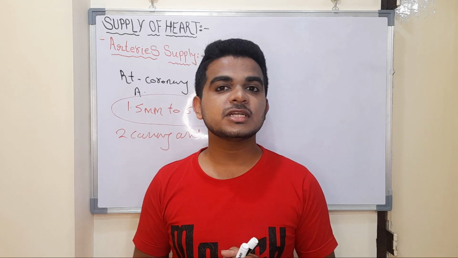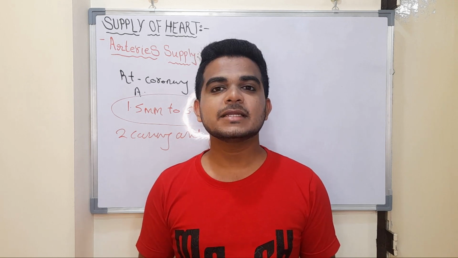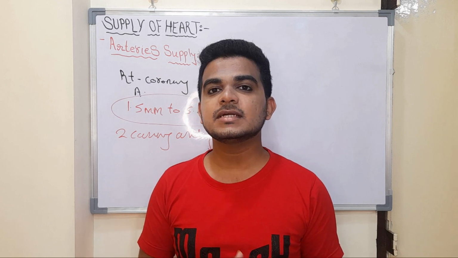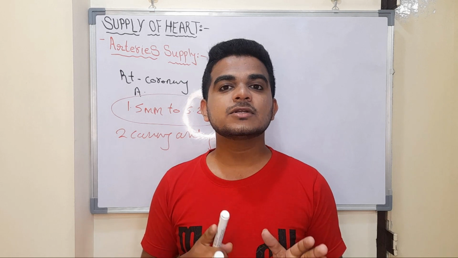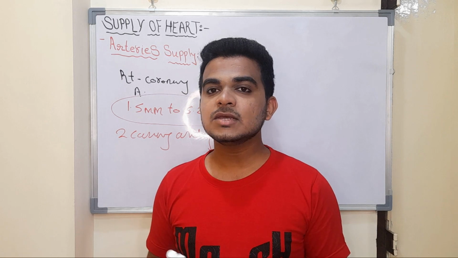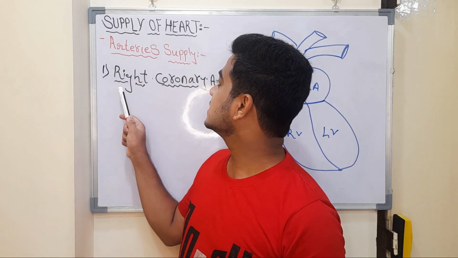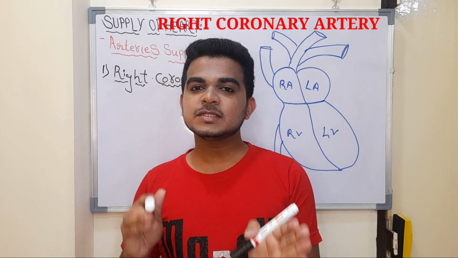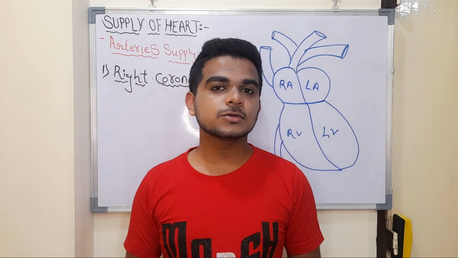So what is the coronary artery? The coronary artery arises from the ascending aorta, from the aortic sinus. Each artery, the right coronary artery and the left coronary artery, has a diameter of 1.5 to 5.2 millimeters, and the right coronary artery is smaller than the left coronary artery. Now we will see each artery one by one. The first artery is the right coronary artery. Just think, right means it supplies only the right part of the heart. That is why it is known as the right coronary artery.